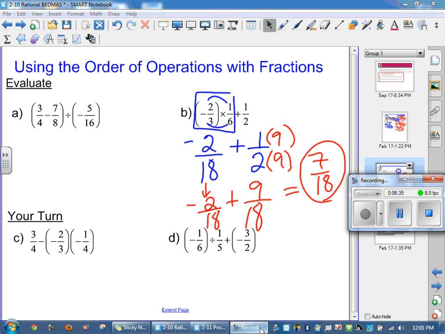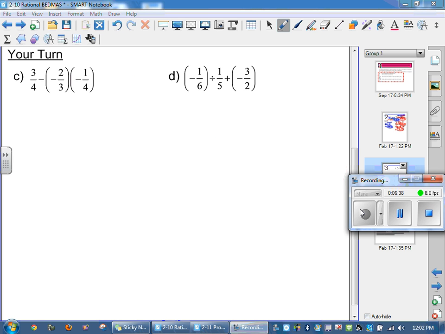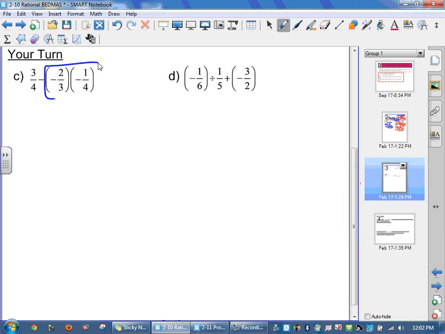Okay, here's C and D. The brackets in this case are sitting side by side. When brackets sit side by side, they mean multiply. So these ones I'm multiplying. So that means I'm going to multiply top numbers and multiply bottom numbers. And I've also got 2 negative signs. What does 2 negative signs mean my answer is going to be? It's going to be a positive.